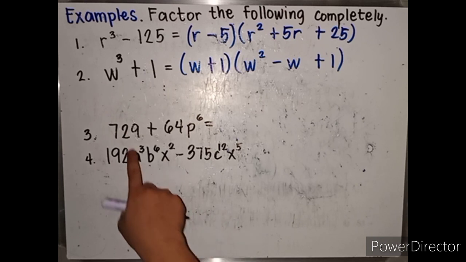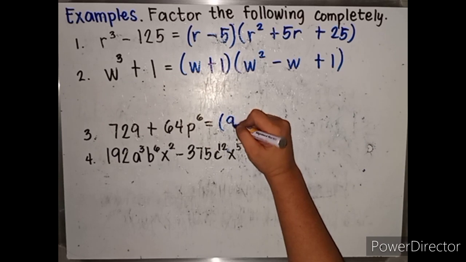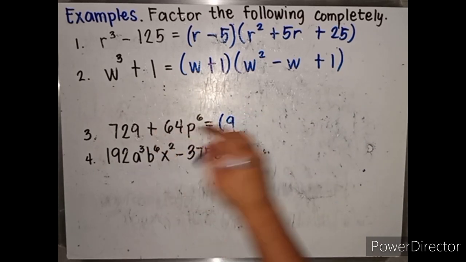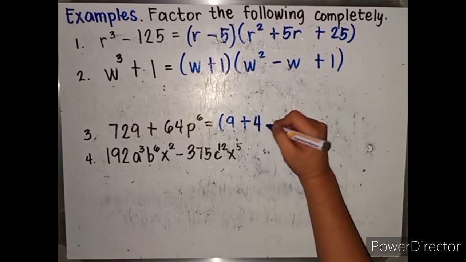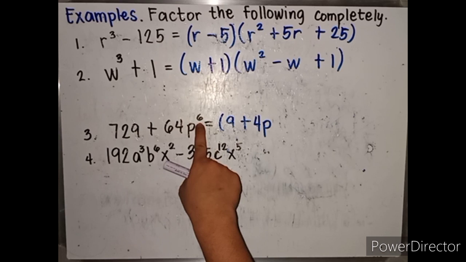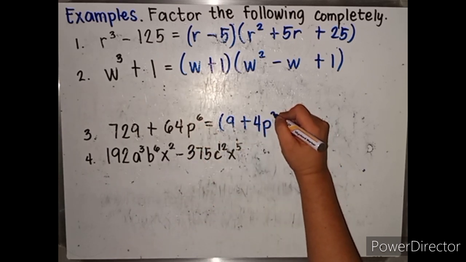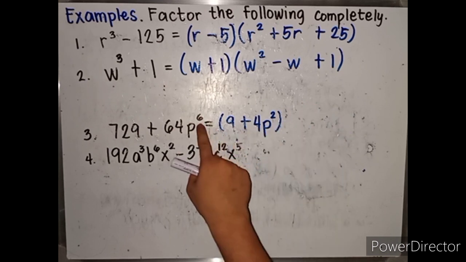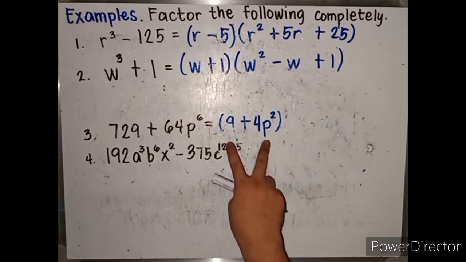Okay. Cube root of 729, so as I said, that's 9. Copy the sign, so we have positive. Cube root of 64 is 4. P to the, okay, so how do we get the cube root of this one? Just divide it by 3. 6 divided by 3, so that is 2. So again, di-divide sa 3 ang exponents, okay? Pag kinukuha yung cube root. Okay, so this is our binomial factor.